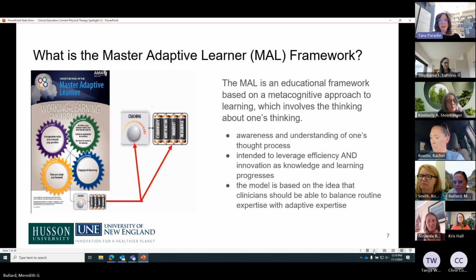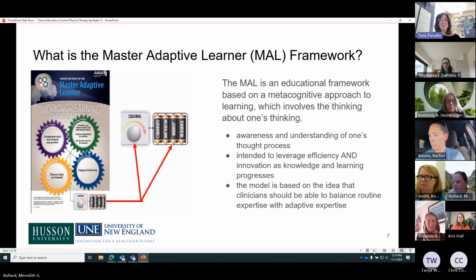So I'm looking at this graphic on the left here, and I know that it may not be easy to read with all of those gears, but what I'd love for you to be able to see are the 4 gears there that I'm going to be talking about, and then this little box down at the bottom of that framework that says coaching, and then these tiny batteries. So we're going to be talking about what this means with regard to the framework.